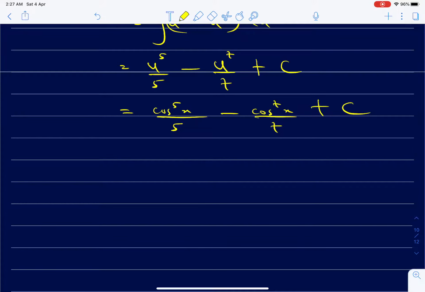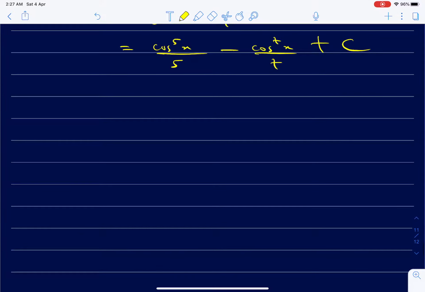Yeah, let's see. What else can we take? Let's take this. Evaluate the integral of 2x cubed divided by 2x minus 1 dx.